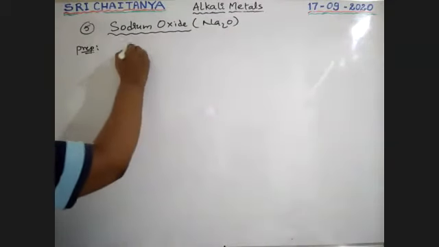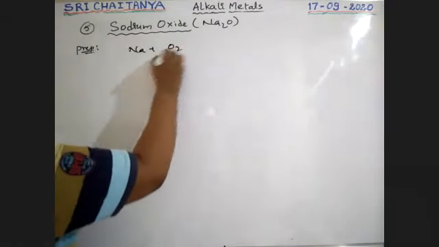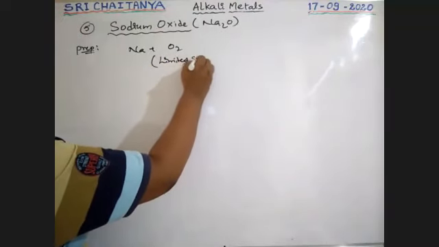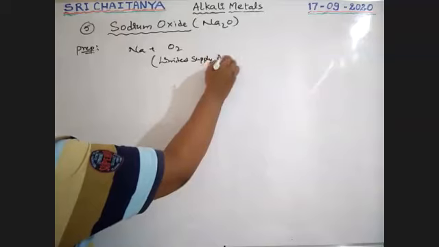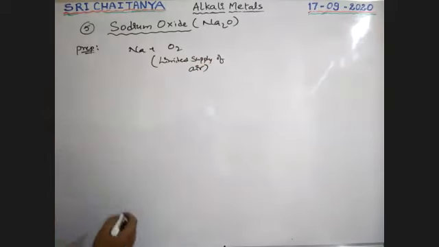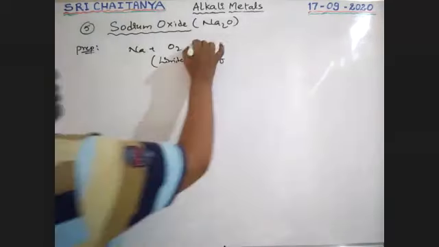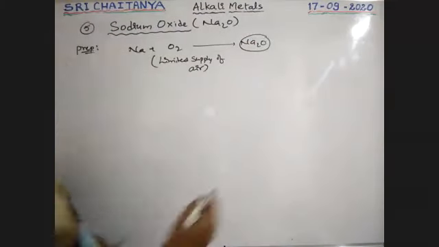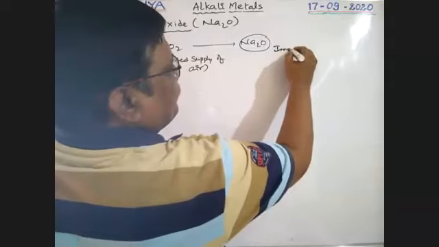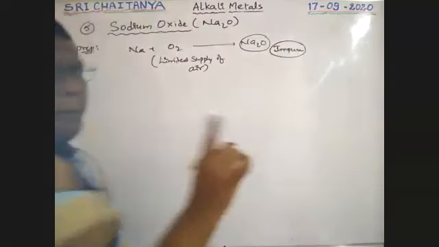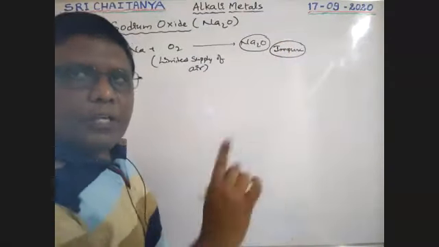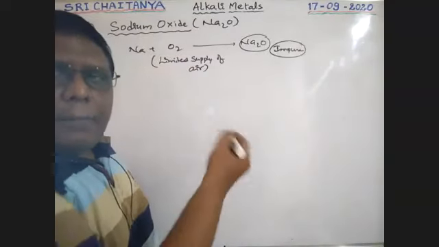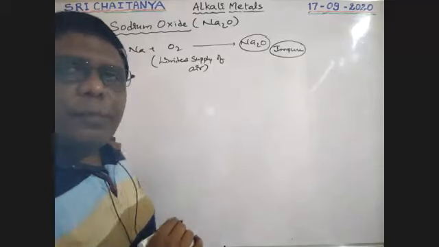That is, sodium reacts with oxygen, a limited supply of air, that gives Na2O, boys. But it is in impure form. Maybe the peroxide is the impurity, because peroxide is more stable than oxide. That is it. The peroxide may be the impurity, and that is the impure form.